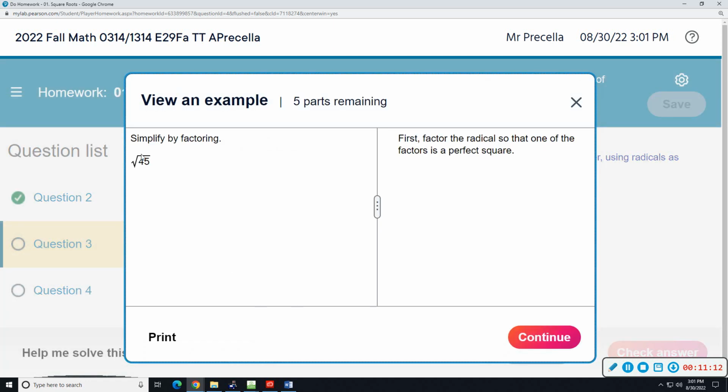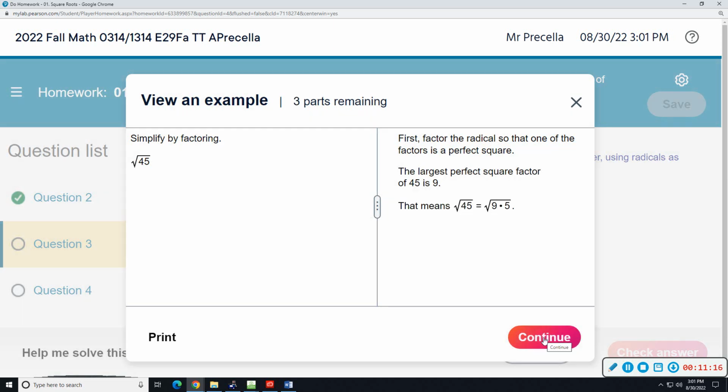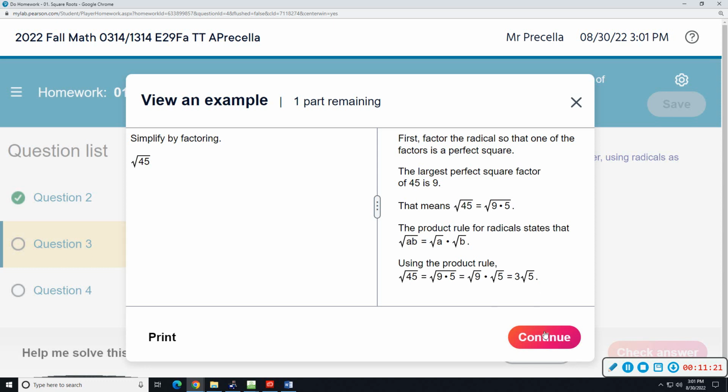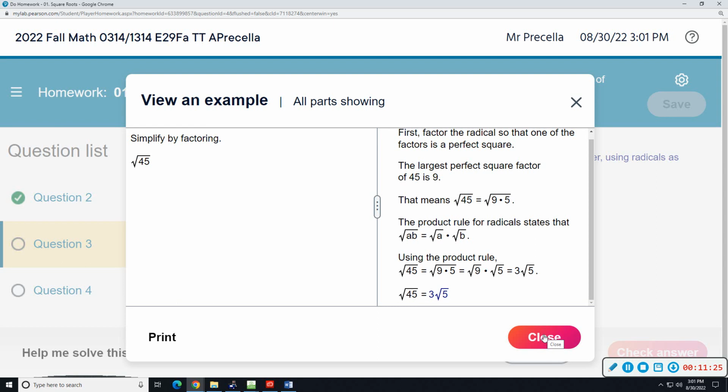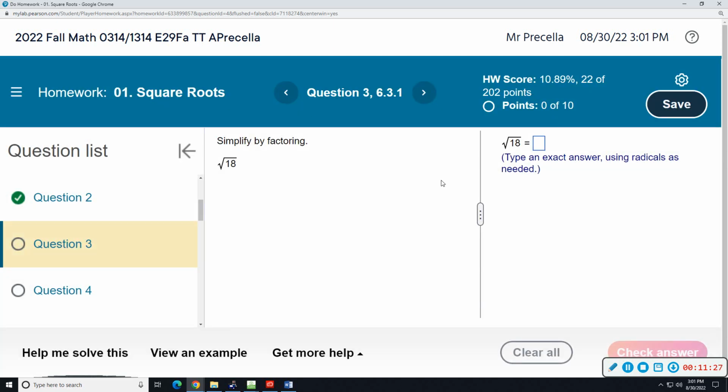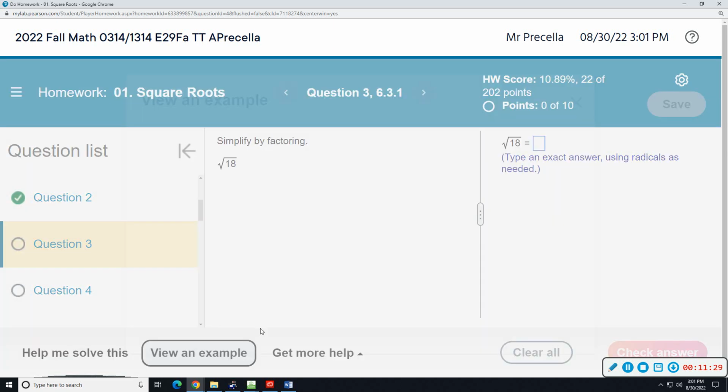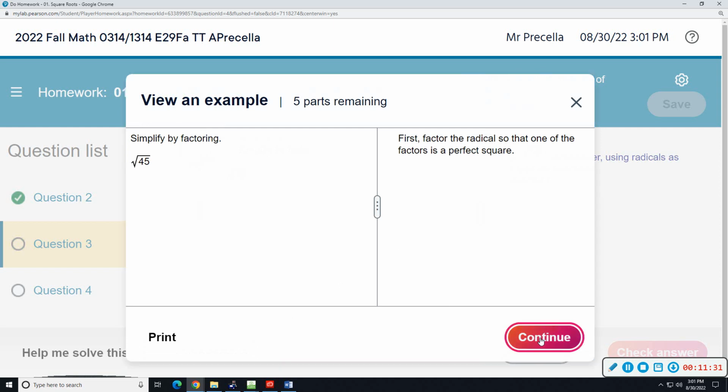It's a very similar example, and they'll talk their way through it. 45, they're writing 9 and 5. Oh, wow, I had no idea there were so many steps. My goodness, they take a lot of steps. You see, I would have done, okay. What I do is show the continue.